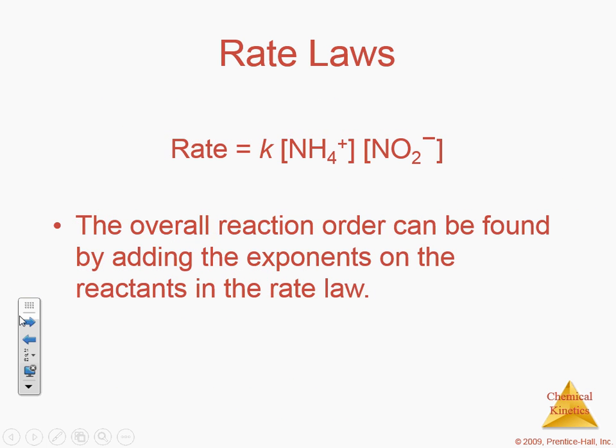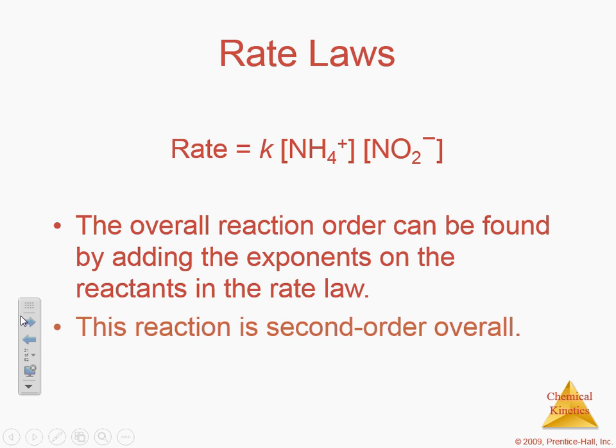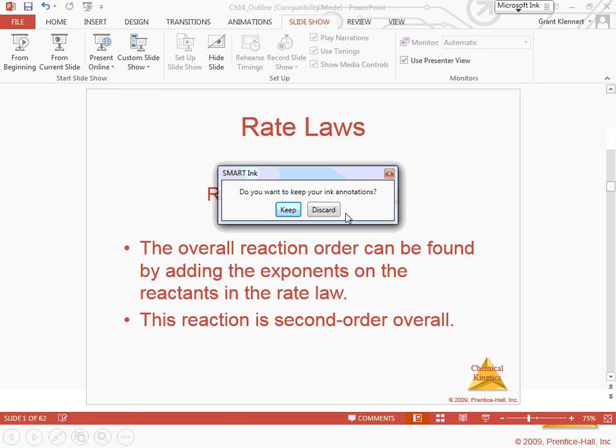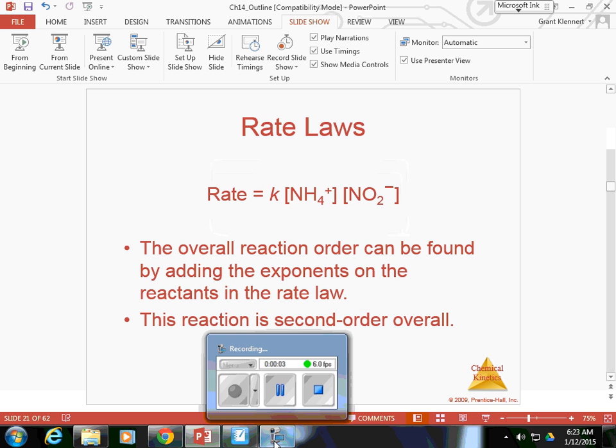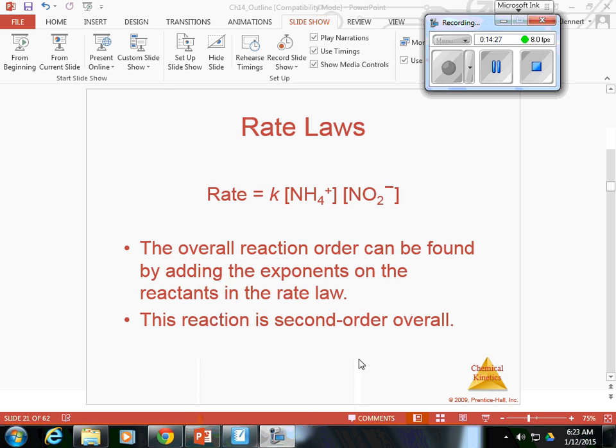Now they may ask us to solve for the overall order of the reaction. When they ask you to do that, you're going to add the exponents together. You ignore the rate constant because that's K, and you're just going to look at NH4 to the first, 1, plus NO2 to the first, 1. 1 plus 1 is 2. Therefore, this is a second order reaction. So this is just a brief introduction to rate laws. We're going to spend additional time understanding rate laws, dissecting rate laws, and doing some math with rate laws. But this should conclude section 14.1.